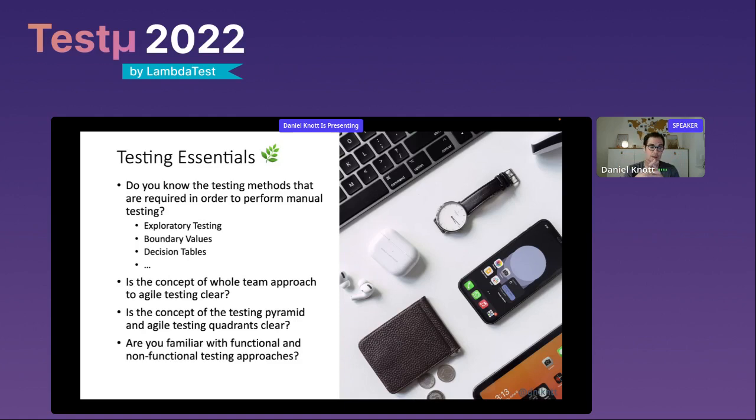Or are you familiar with functional and non-functional testing approaches? Is this something that you would like to learn? And so forth and so forth. So these are questions that help to categorize in the testing essentials area.